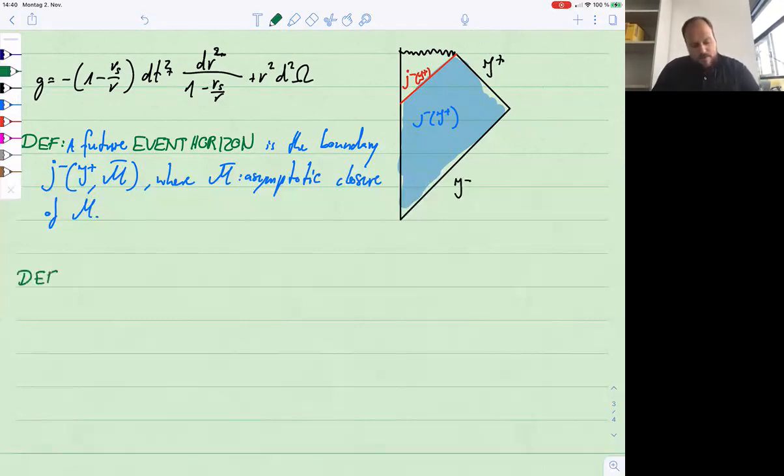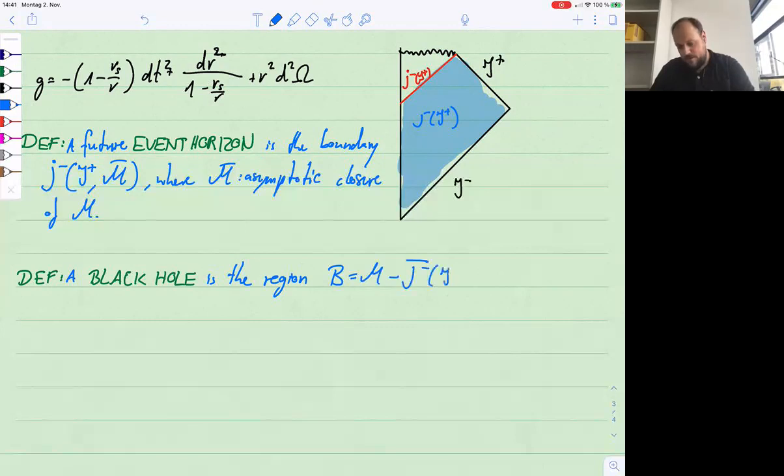And this brings us to another definition, and this is the definition of a black hole. So we can say a black hole is the region B, which is the manifold, minus the closure of J minus of scri plus. Okay, so that is just the interior part here. That is the black hole. And as we see, the definition of a black hole involves the presence of a horizon.